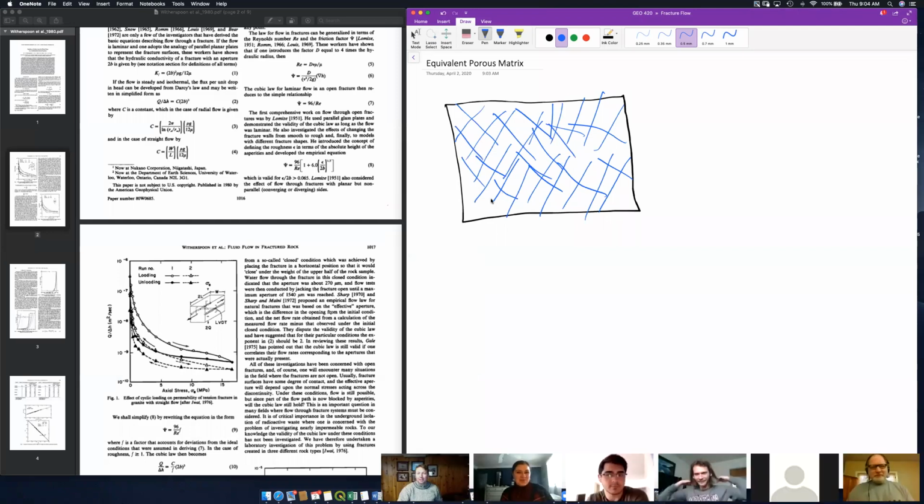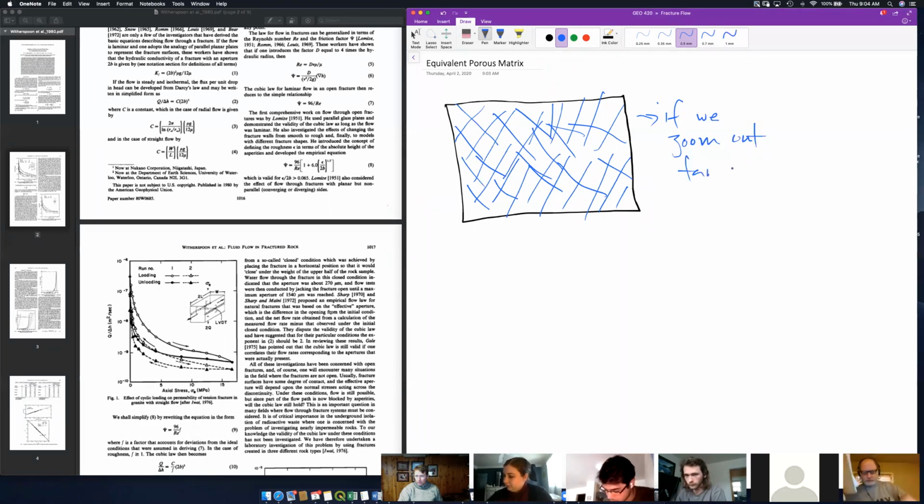All right. So the idea is that if we scale out far enough, if we zoom out far enough, our fracture network starts to look like pores. And our matrix blocks start to look like sediment grains.